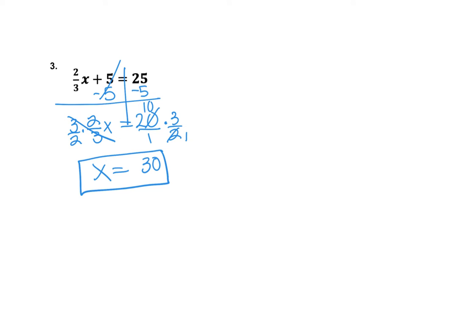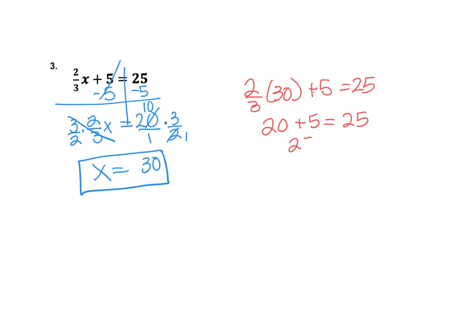All right, let's try it. If I have 2/3 times 30 plus 5, is that equal to 25? So 2/3 of 30 is 20, plus 5. Is 20 plus 5 equal to 25? Yep, 25.